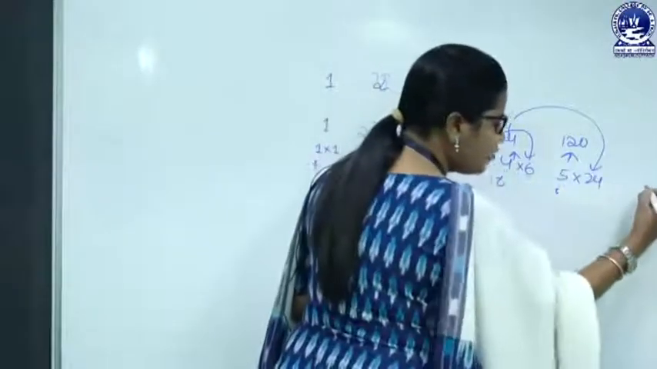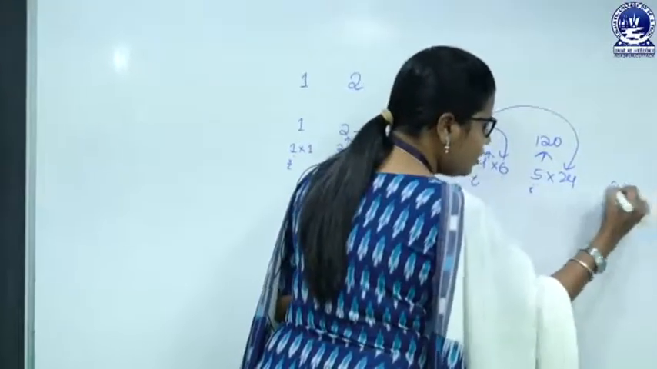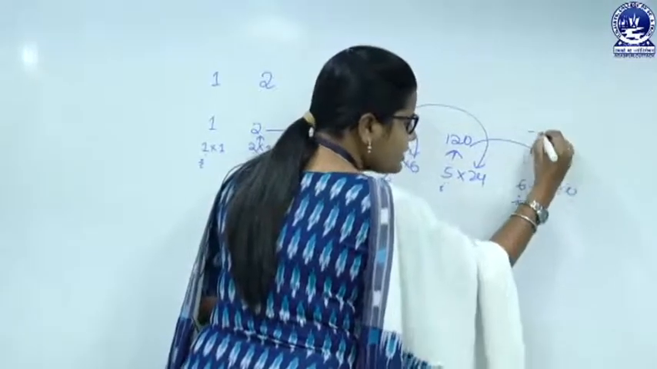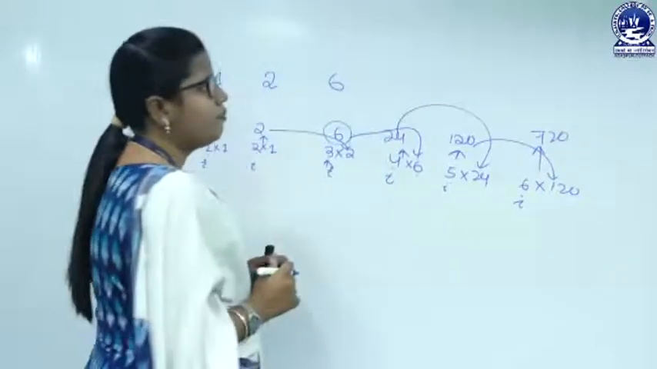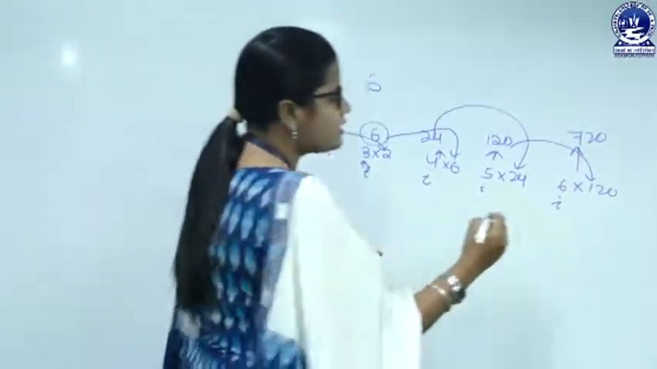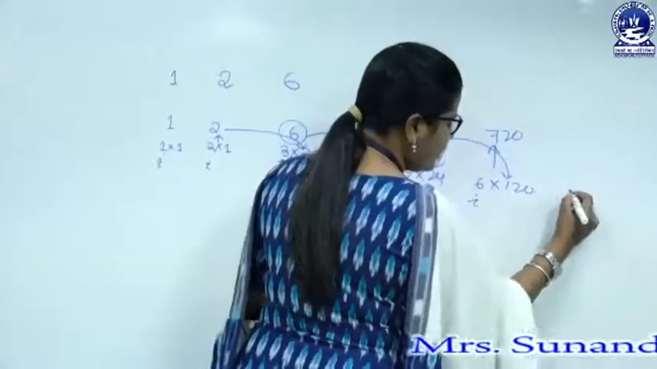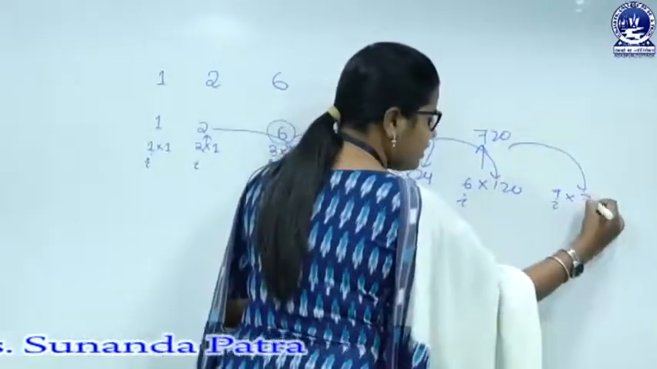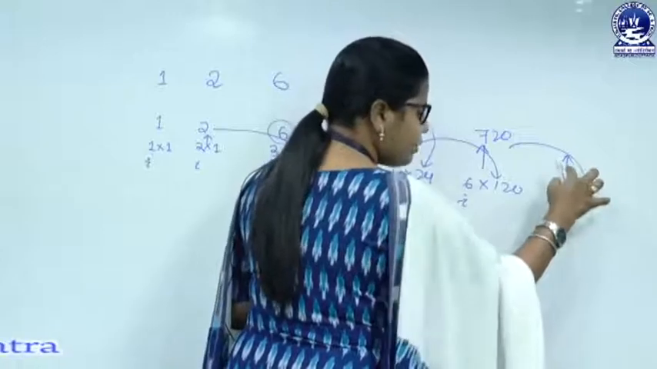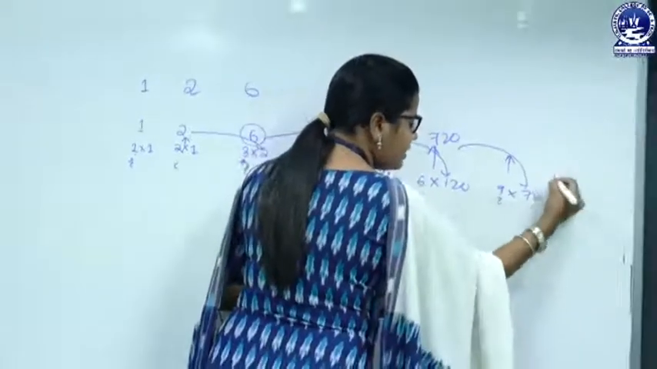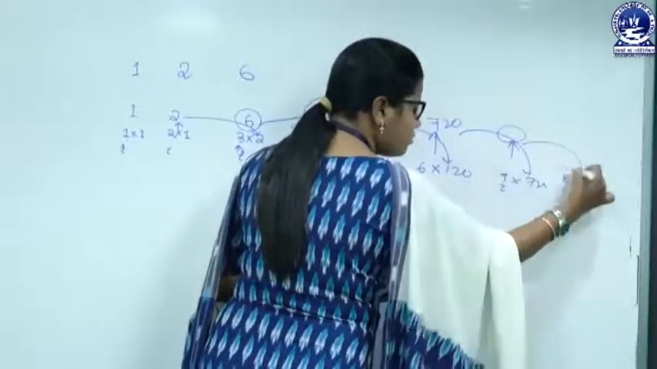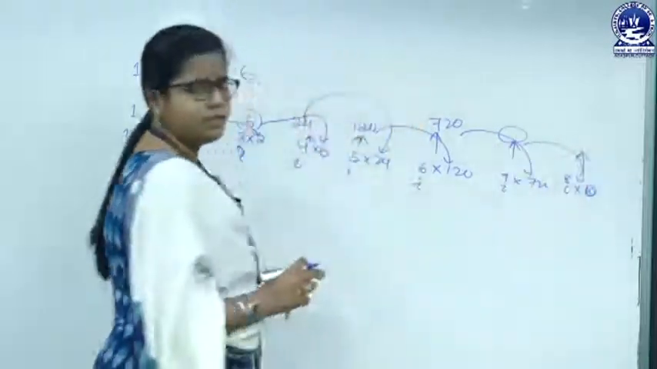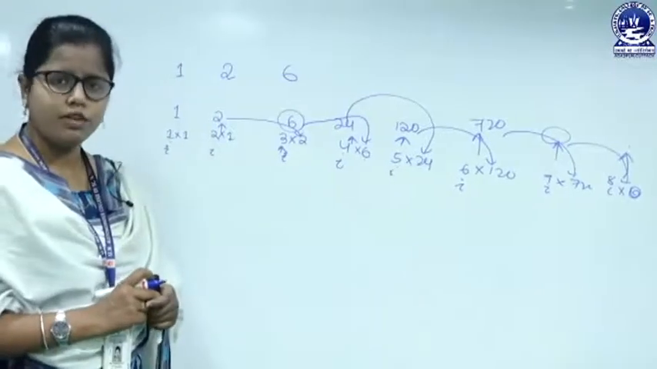Then I will be 6, and 6 into 120 will come to here. And what will be the result? That is 720. Next, I will be 7 and 7 into 720 will come to here. Like this, the next I will be 8 here and this result will come to here. This will be multiplied with this and we will get the result. So this is one of the logics.